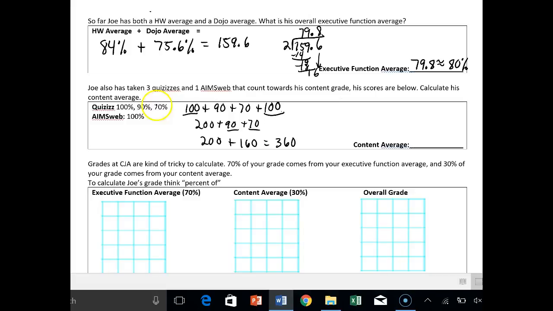So now I've had 4 assignments in the content average. So I just do 360 divided by 4. That goes in there 9 times. Nothing left over. 4 goes into 0 0 times. So his content average, good news, is a 90%.